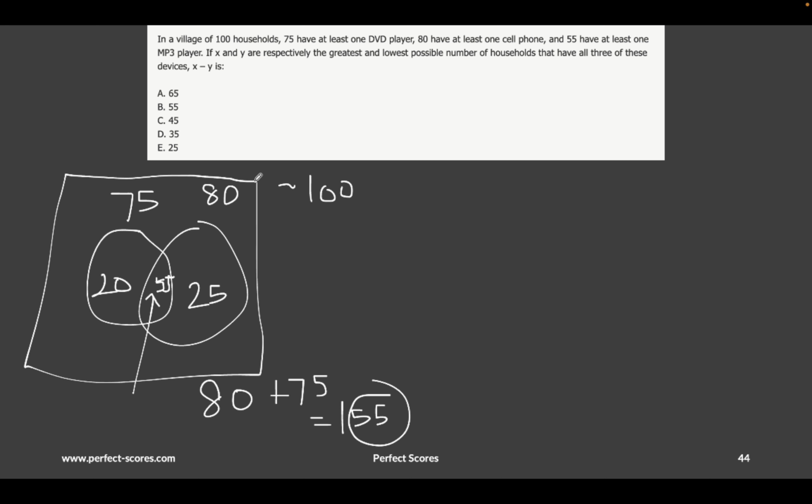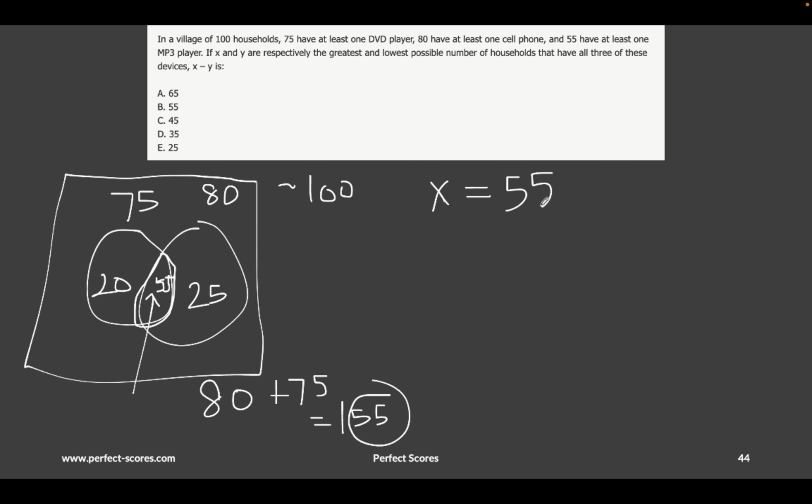And how many people have MP3 players? 55 people. And if I can put all of these people as having MP3 players, which means the value of X, which is the greatest number of households who have all three devices, is actually 55. So that is the greatest number of households who can have all three devices.